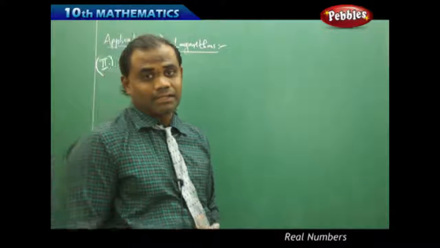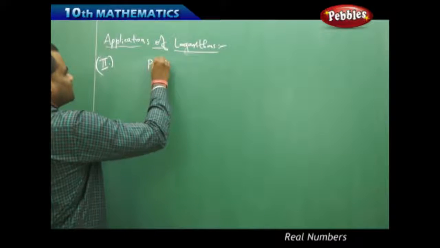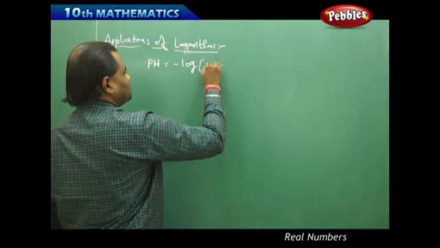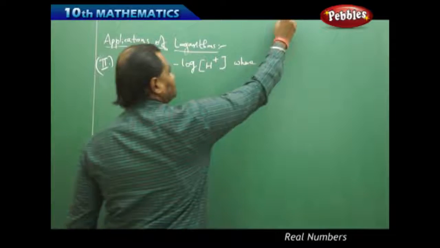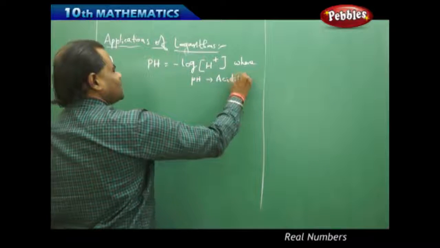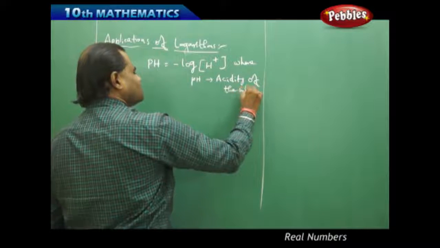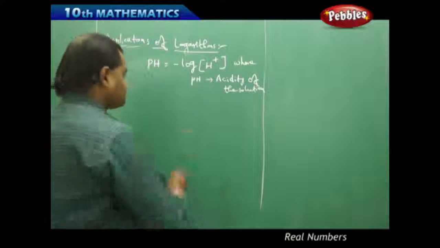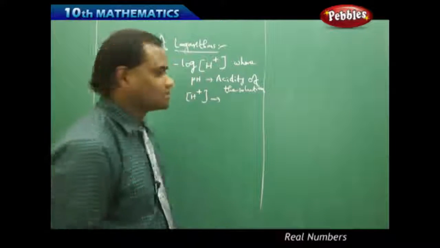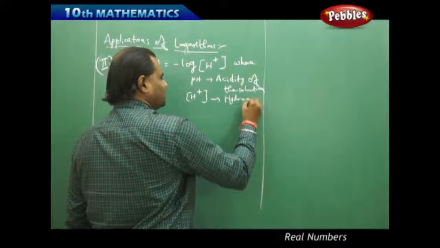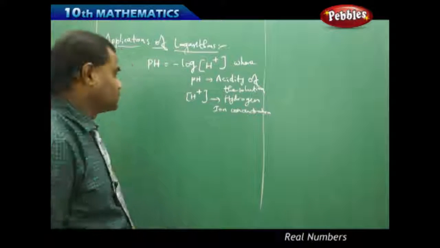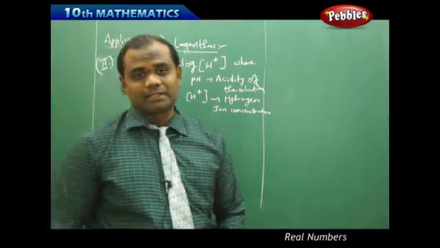As you can see in your chemistry class, we all know that the pH is connected with logarithms using the equation pH equal to minus log of H plus, where pH is referred to as the acidity of the solution which is considered in the experiment, and H plus is referred to as the hydrogen ion concentration in that particular solution. So using this, let's see how we can connect this with real life.